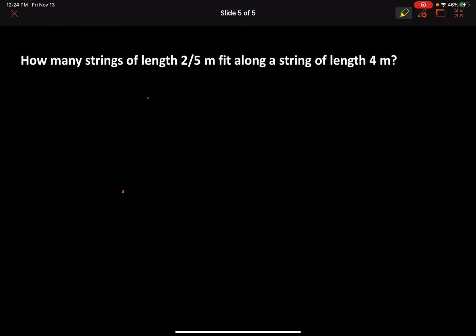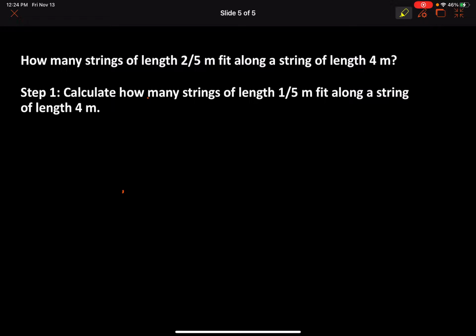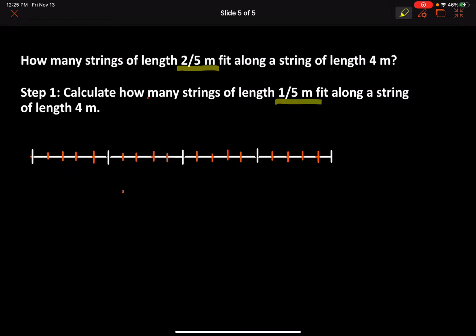Now, how many strings of length 2/5 of a meter fit along a string of length 4 meters long? My step 1 is I calculate how many strings of length 1/5 of a meter fit along a string of length 4 meters. So I draw this out. This is what it means. I have to calculate just 1 first.